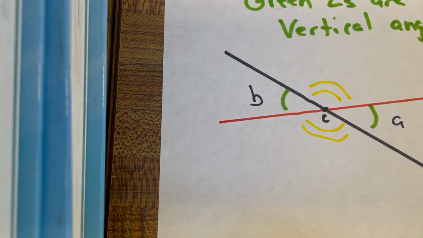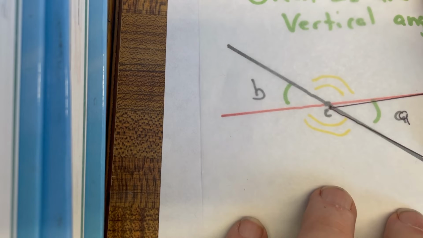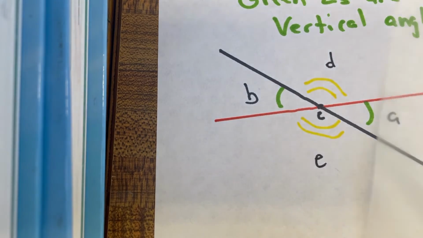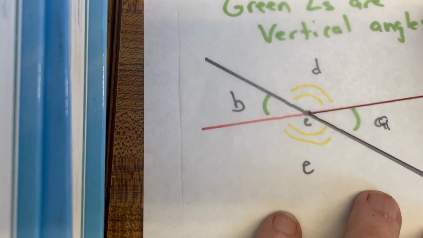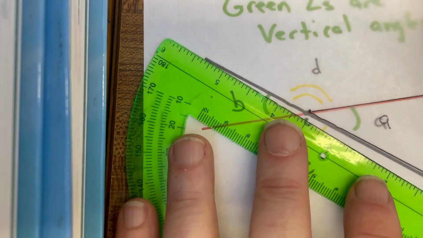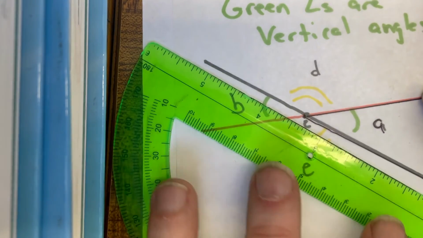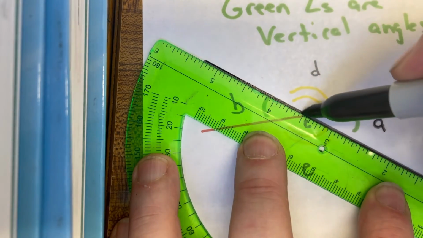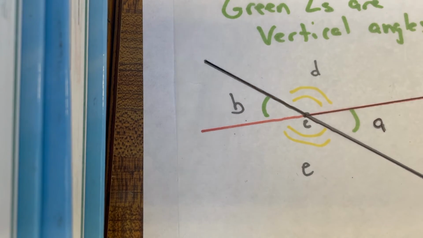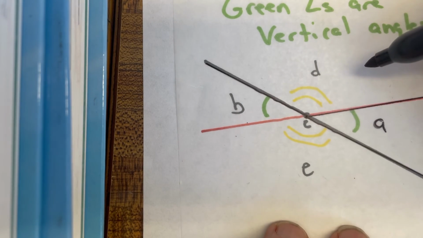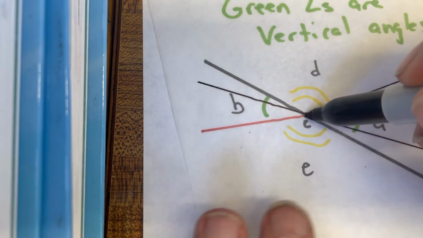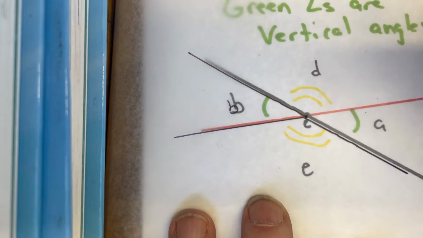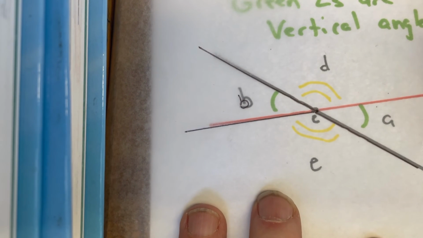Let's also prove that, I'll call this one up here D and this angle down here E. Let's prove that D equals E. So I'm going to trace D. And I'm going to do the same thing. I'm going to rotate it around this intersection, C. And we will see that D exactly matches E.